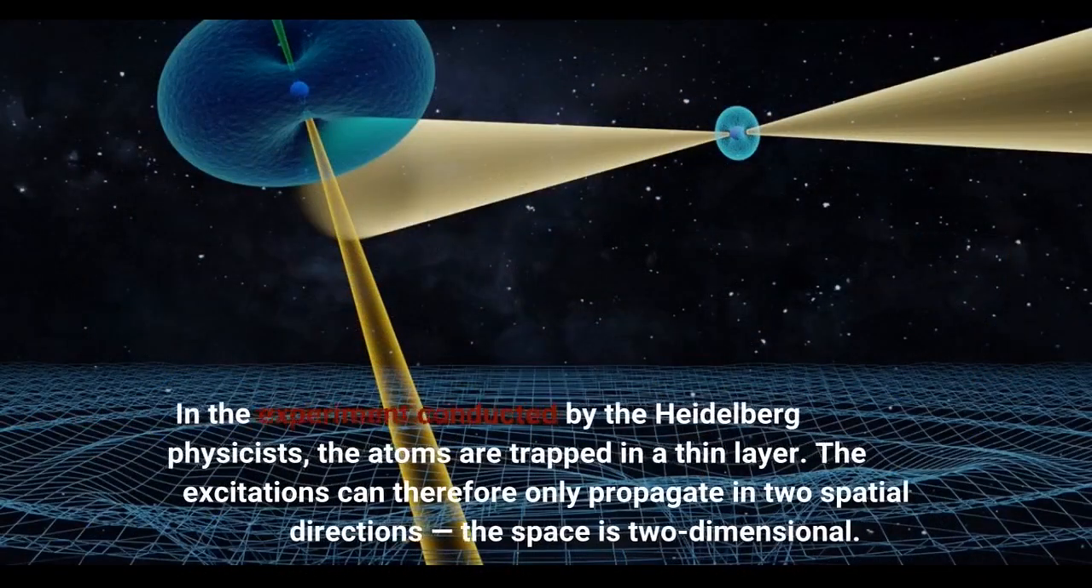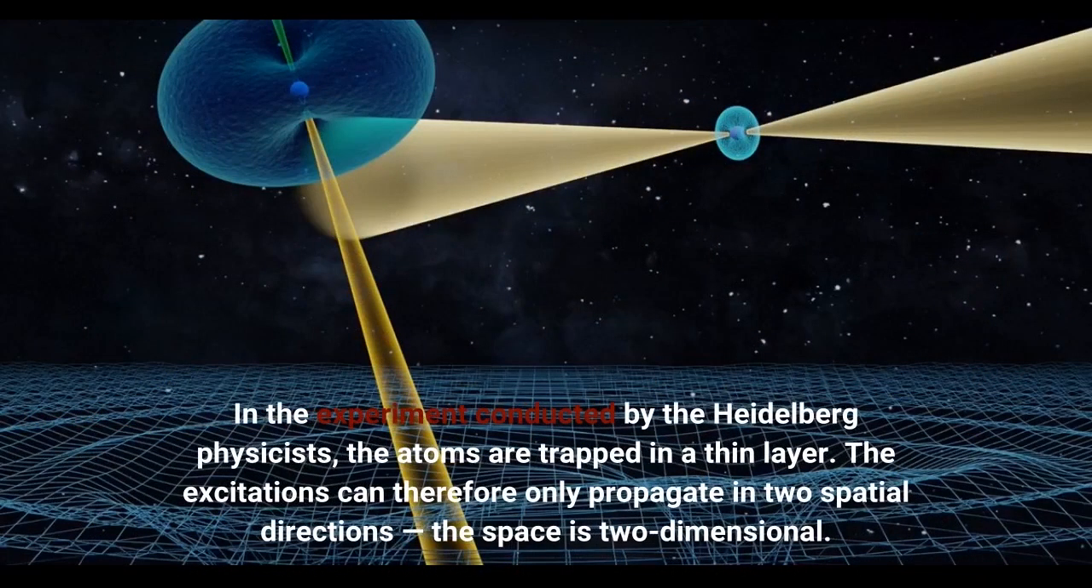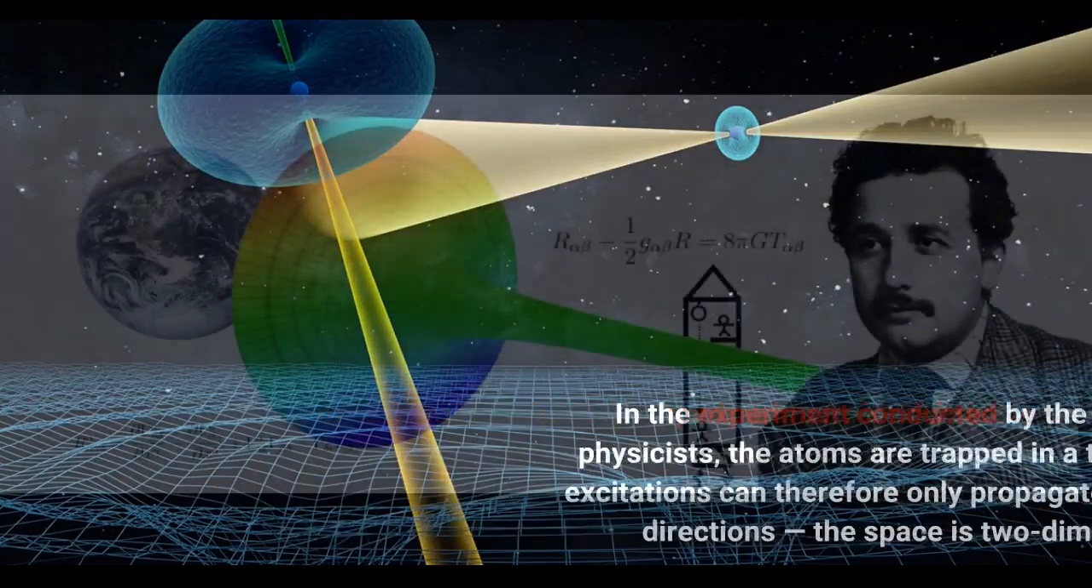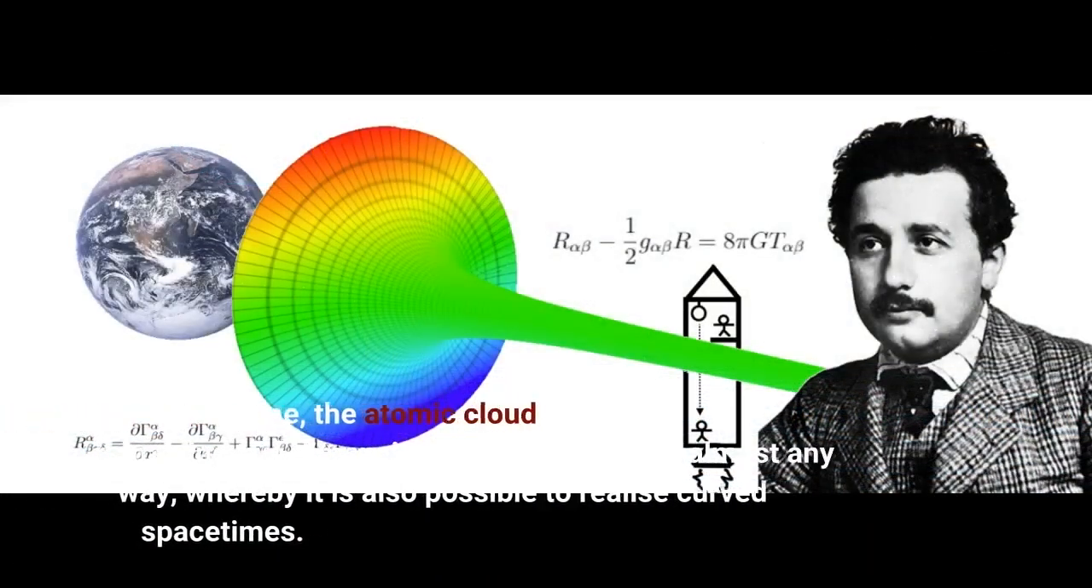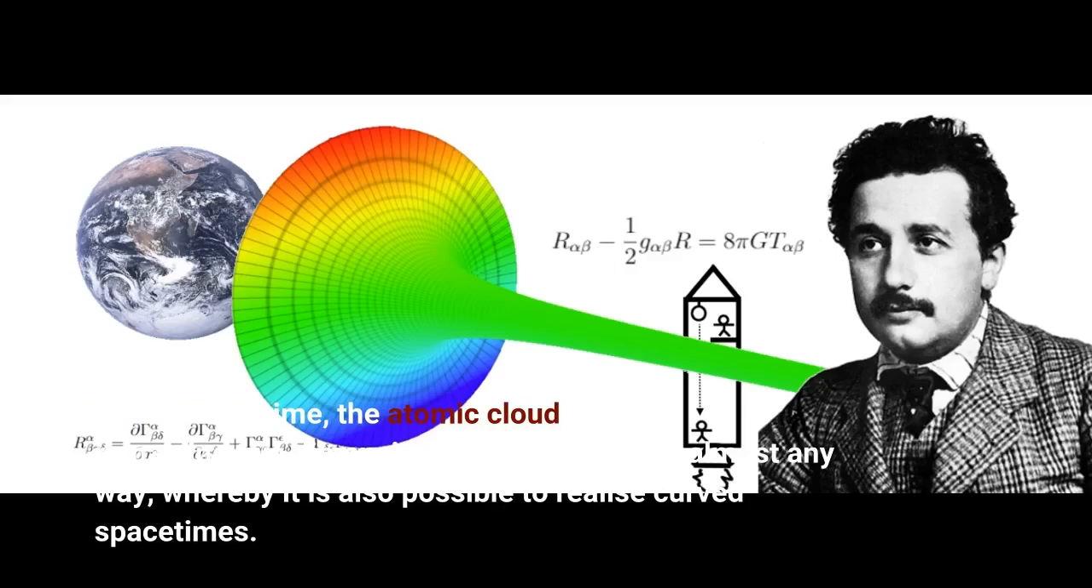In the experiment conducted by the Heidelberg physicists, the atoms are trapped in a thin layer. The excitations can therefore only propagate in 2 spatial directions. The space is 2-dimensional. At the same time, the atomic cloud in the remaining 2 dimensions can be shaped in almost any way, whereby it is also possible to realize curved spacetimes.